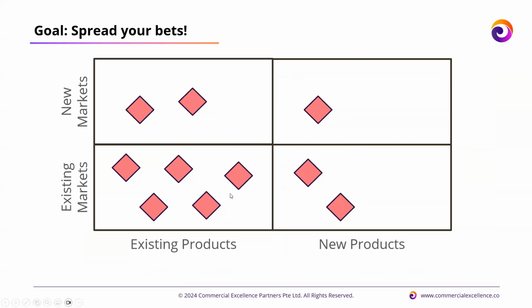So if you have too many eggs in the bottom left-hand quadrant, you could be lining yourself up for the Kodak moment, where you're not investing enough in new technologies and new business models and reaching out to new markets. And so if things really change in the market and your customers really look for new solutions to solve their problems, you're really stuck because you're a one-trick pony. So the name of the game is spread your bets.